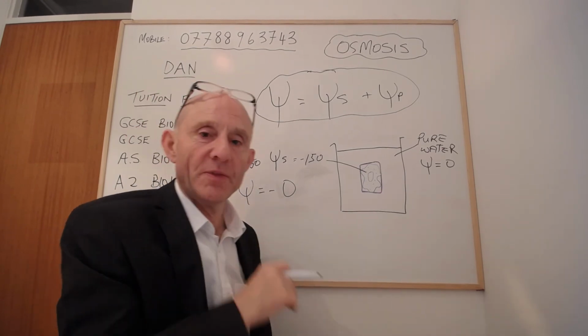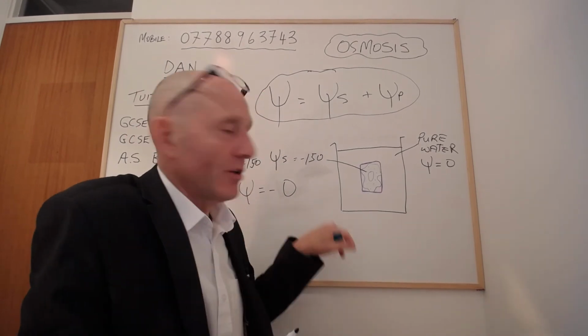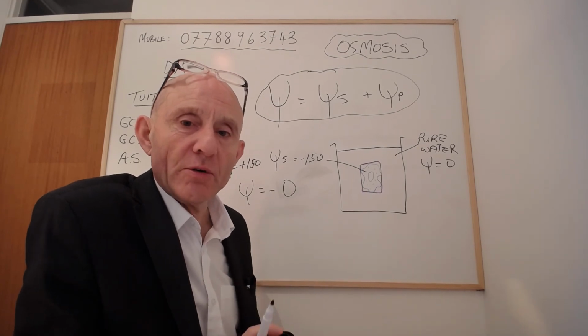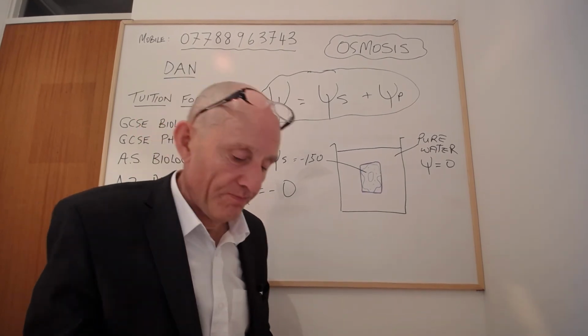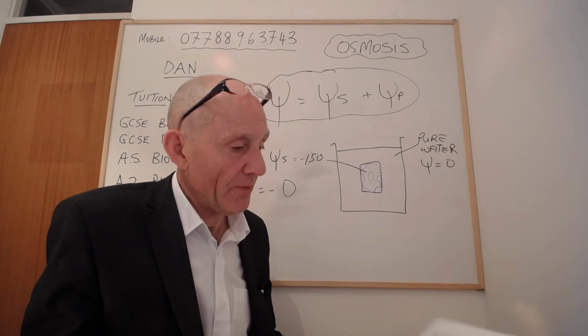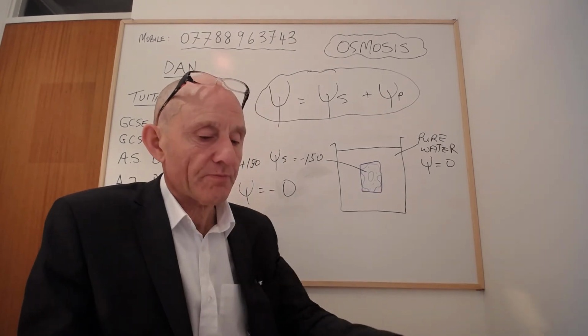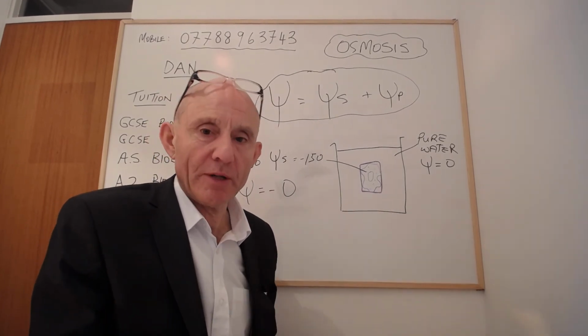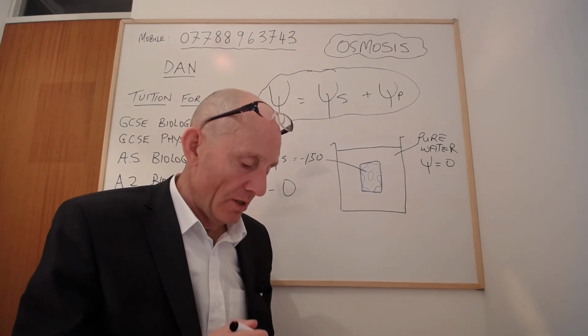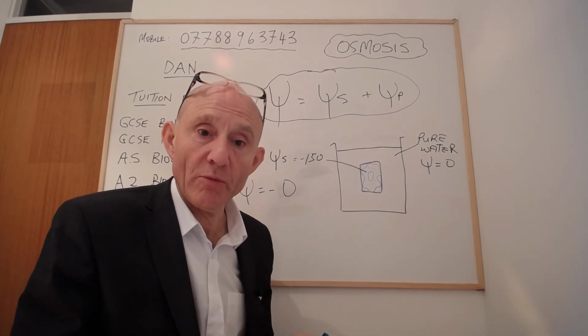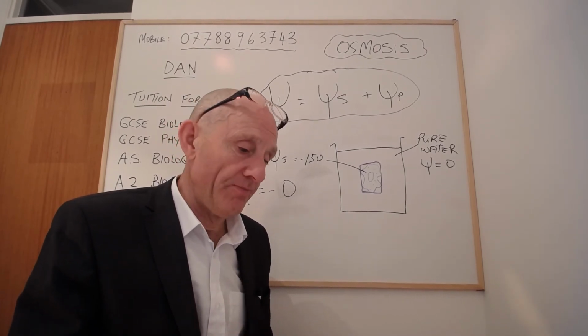You won't get asked to explain this in detail, but it's useful to understand what's going on here. Okay. Now, so that's what happens. You place a plant cell in pure water. Water will either move in or out according to the water potentials.